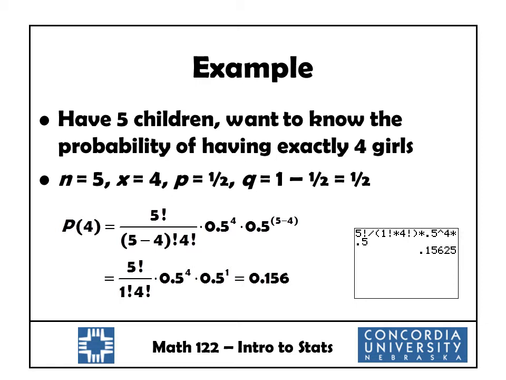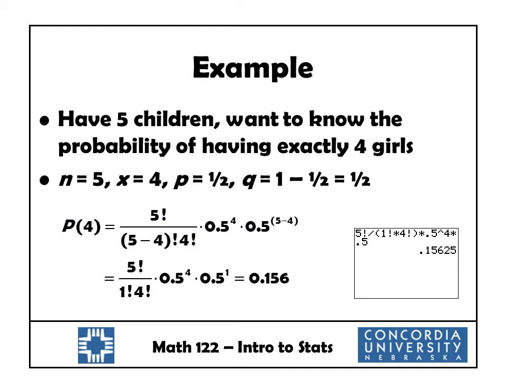So in this case n is 5 because we have 5 trials. X is 4 because we're considering a success having a girl, so we're interested in the probability of 4 successes. P is 1/2 because the probability of a girl in any one trial is 1/2. And then Q is 1 minus 1/2, which equals 1/2.